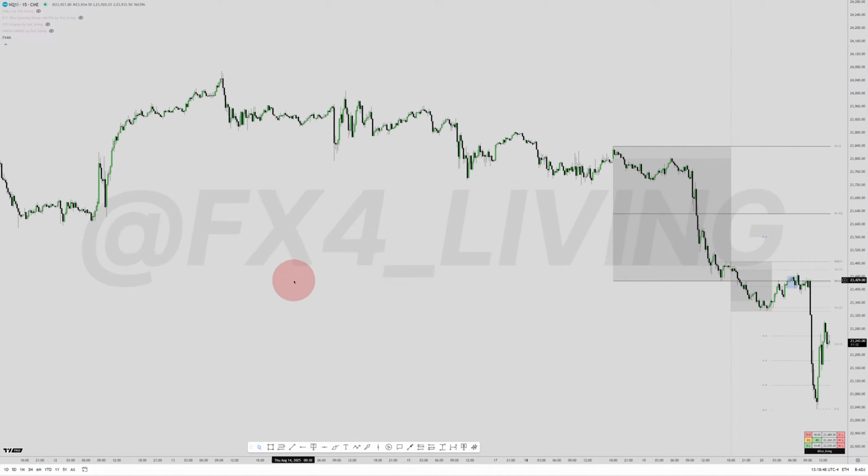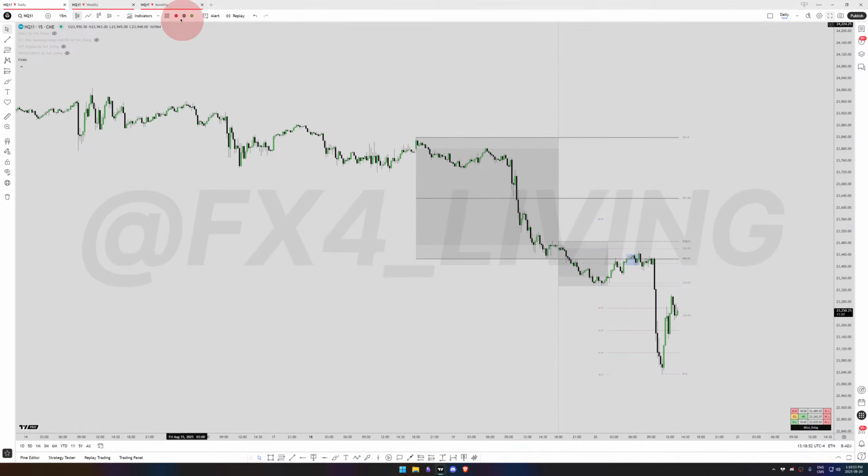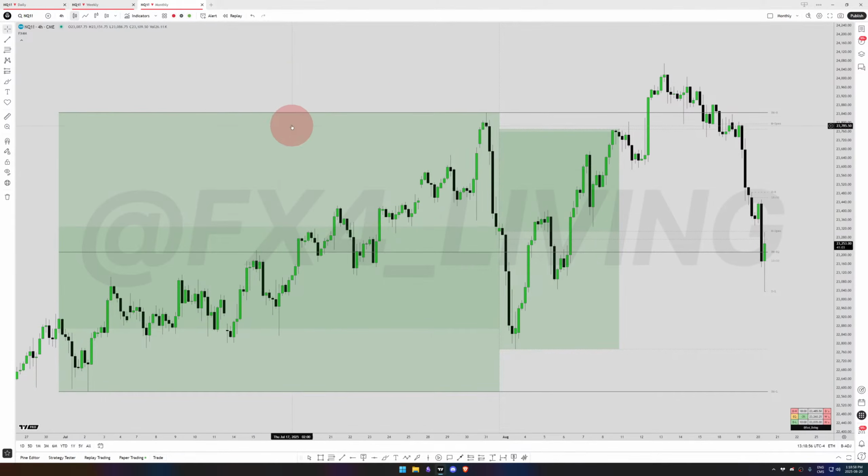All right, so if we go from a bigger picture, we start from the monthly chart. I mean, I'm on the 4-hour, but this is the monthly model.